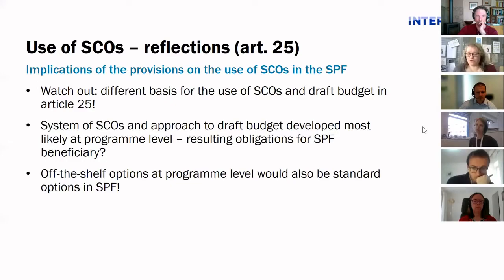There is a question that we're also asking ourselves, and that is, if your systems of SCOs and approach to using the draft budget methodology is developed at program level, what are the resulting obligations for the small project fund beneficiary? So is this something also to be considered for them? And then a reminder, because we see now when we discuss small projects and simplified cost options a lot, that people have the tendency to easily forget about the off-the-shelf options from the regulations. And there are many, and they are useful, and they are as applicable to small projects as they are to regular Interreg programs, projects. So don't forget them for administration costs, for staff costs, for travel and accommodation costs. So there is quite a bouquet available.